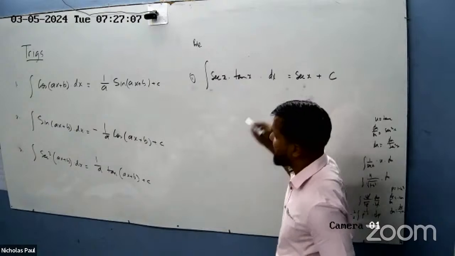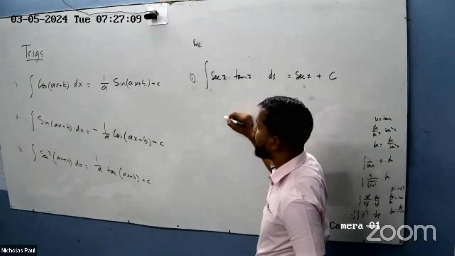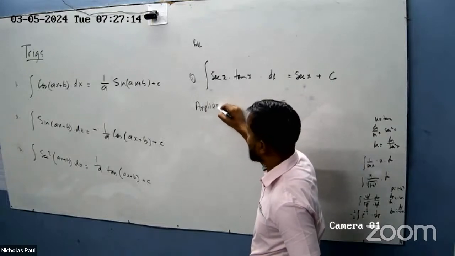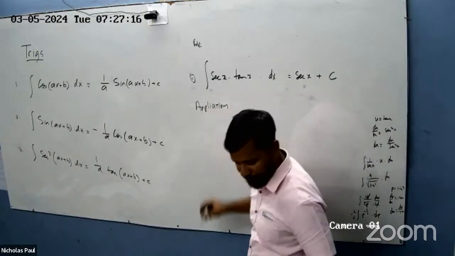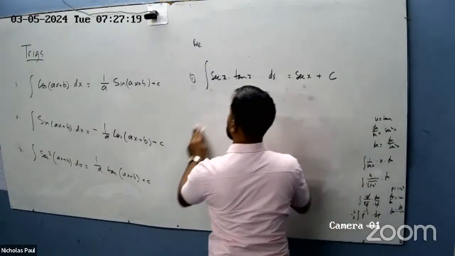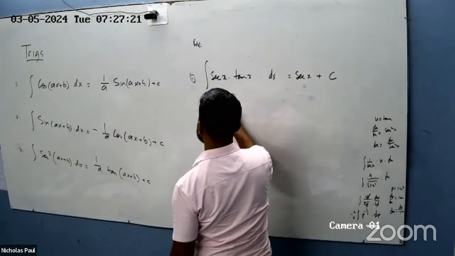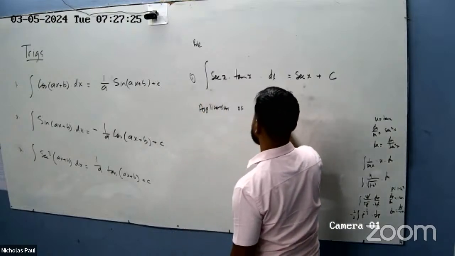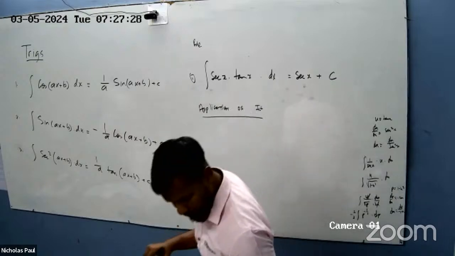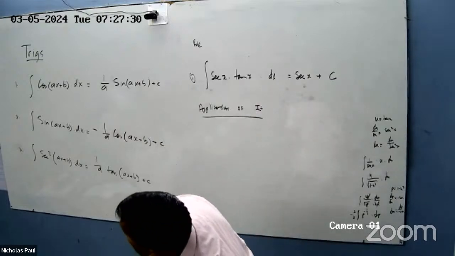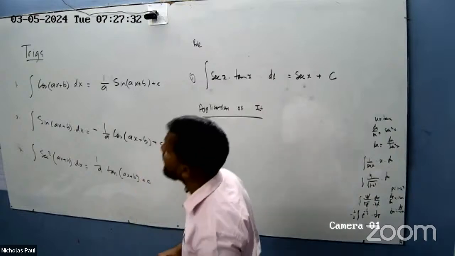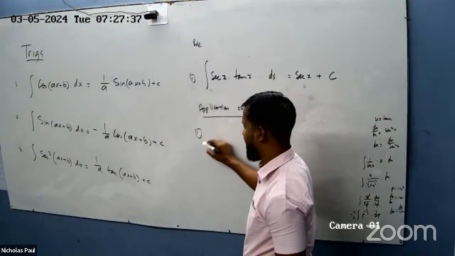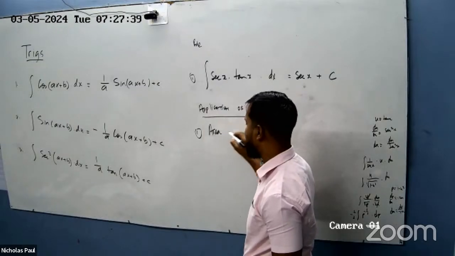All right. So these are some of the integrals that we need to know for trig, right? And after this, we need to know a few applications of integration. So the first application is to find area.